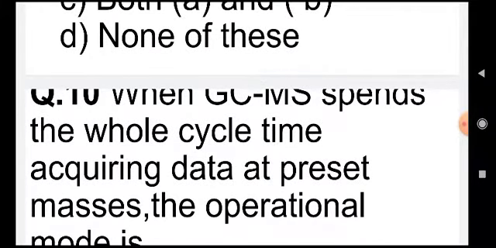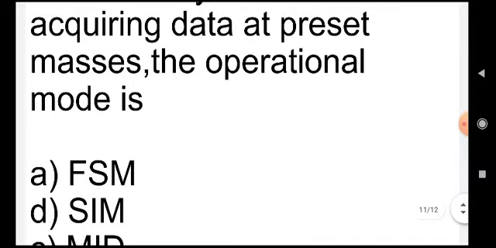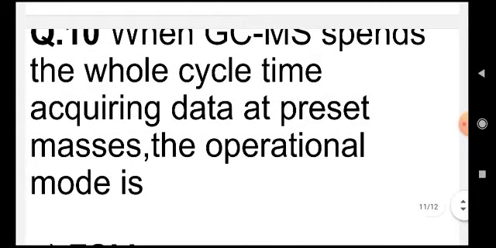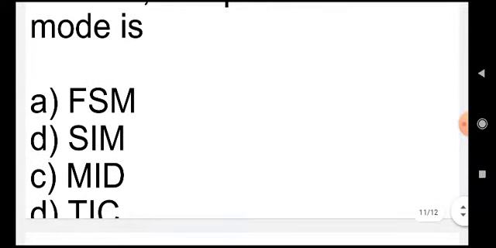Question number 10. When GCMS spends the whole cycle time acquiring data at preset masses, the operational mode is FSM, SIM, MID, TIC. When GCMS spends the whole cycle time acquiring data at preset masses, it is not a single mass but certain preset masses. Not all the masses but certain preset masses. Then the operational mode is not a full scan mode, it is not a single ion monitoring mode, and it is a multiple ion detection mode.